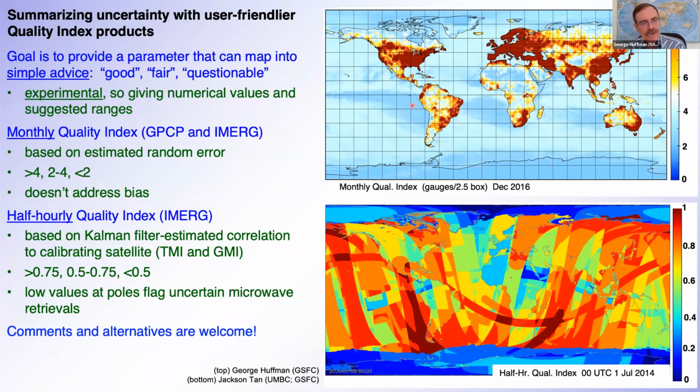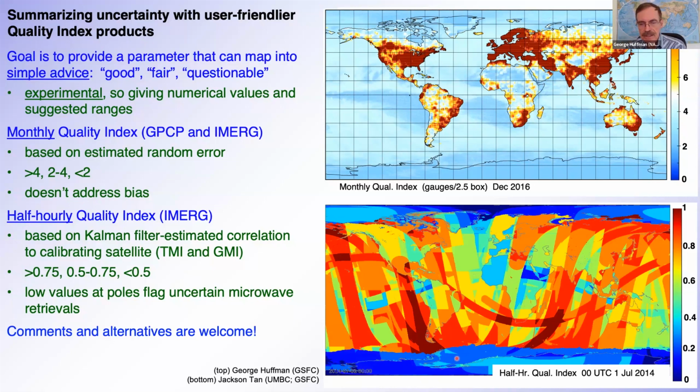At the half hourly level for IMERG, this is an experiment. We have a Kalman filter that combines various parts of the input to give us an overall number. And out of that Kalman filter, we can come up with an estimate of the correlation of that half hourly value in that grid box against either TMI or GMI, depending on which era it's in. This runs from 0 to 1. So 1 means that it's absolutely correlated with TMI or GMI in that time period.